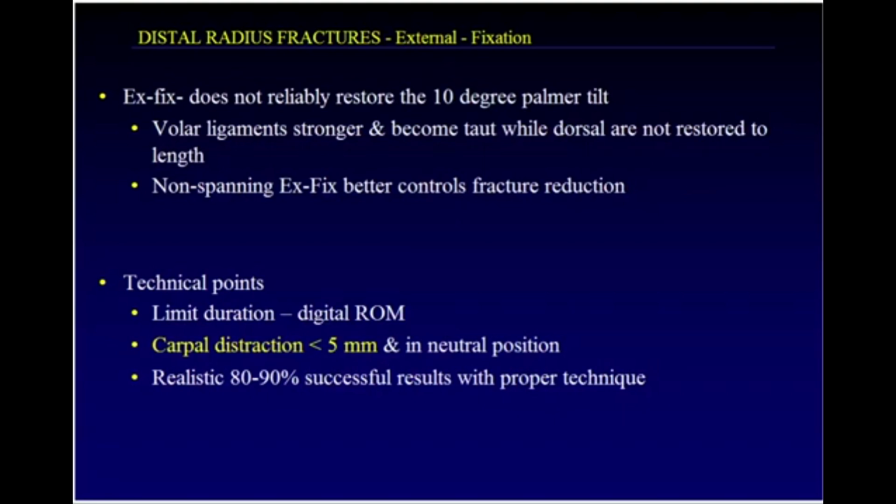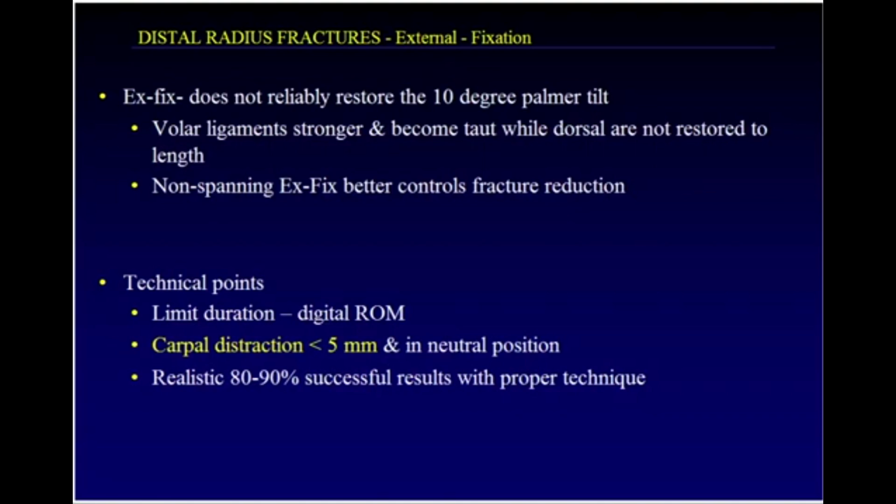Typically 7 to 8 weeks in the external fixator is the maximum amount of time that the patient should wear the frame. And also it's very important to treat the patients post-operatively with aggressive occupational therapy to maintain their digital range of motion. Also, one of the most common technical mistakes made with external fixation of distal radius fractures is over-distraction. And you really want to avoid distracting the carpus any greater than several millimeters. And you also want to avoid placing the wrist in marked volar flexion and ulnar deviation.